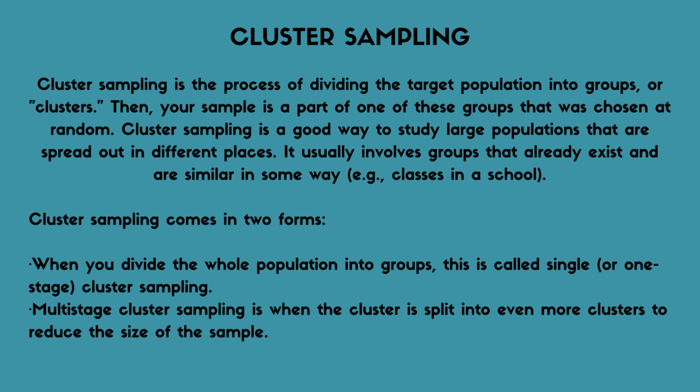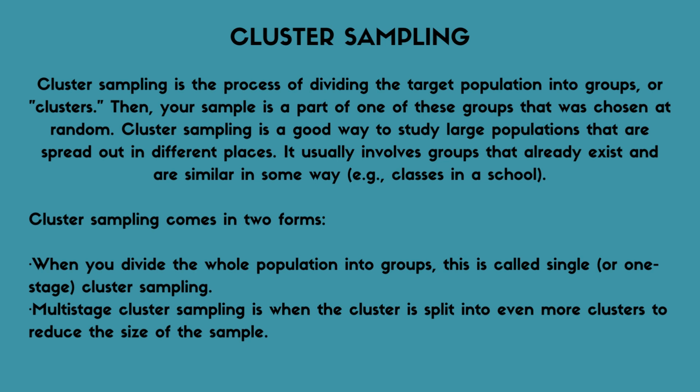Cluster sampling comes in 2 forms. When you divide the whole population into groups, this is called single, or one-stage, cluster sampling. Multistage cluster sampling is when the cluster is split into even more clusters to reduce the size of the sample. Cluster sampling is more complicated than multi-stage sampling. In multi-stage sampling, smaller groups are chosen from larger populations one at a time to make the sample population for your study.